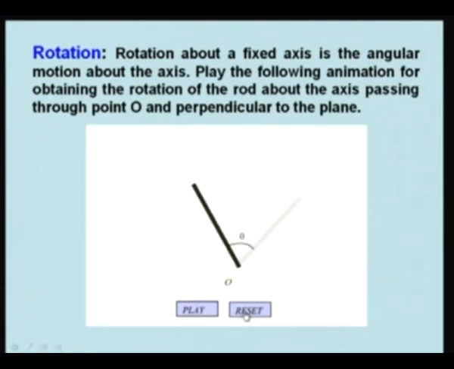Now, we discuss rotation. Rotation about a fixed axis is the angular motion about the axis. Consider a point O and draw a perpendicular to your screen, that is, the axis of rotation is perpendicular to your screen. Now, see the following animation for obtaining the rotation of the rod about the axis passing through point O and perpendicular to the plane.